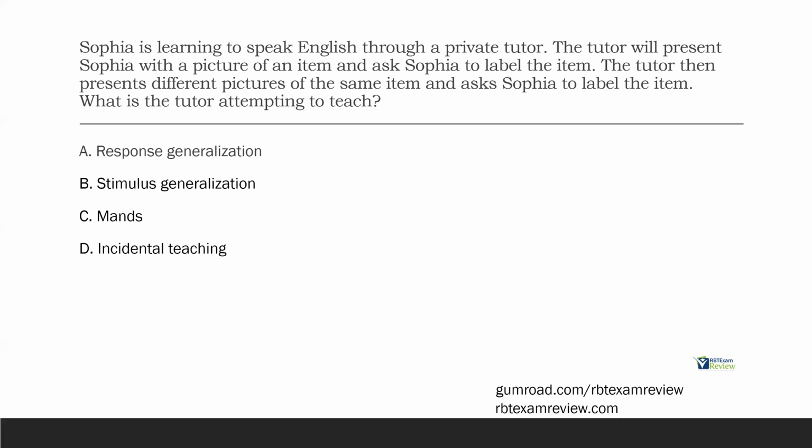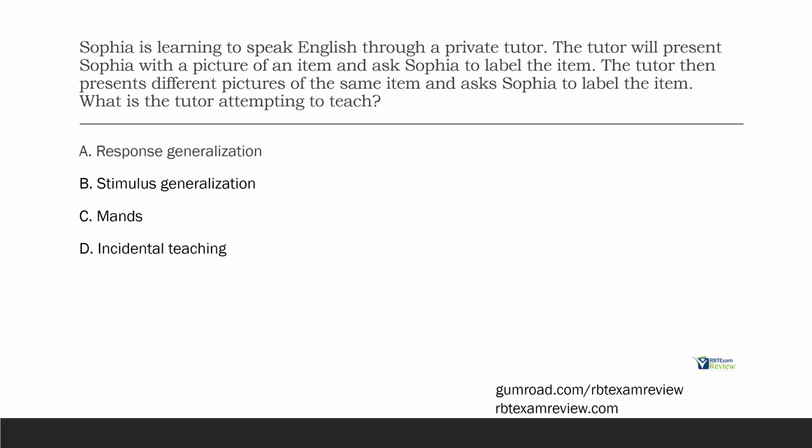Okay, so that's kind of convoluted, so think about it a little bit. What is happening? Sophia is learning to speak English. Sophia is shown a picture of an item and she labels the item. So the response is what? Labeling the item. The tutor then presents different pictures of the same item and tells Sophia to label them. So the response, does the response change or does the response stay the same? The response stays the same. What changes? The stimuli. So different pictures, okay, different stimuli, same response, right?